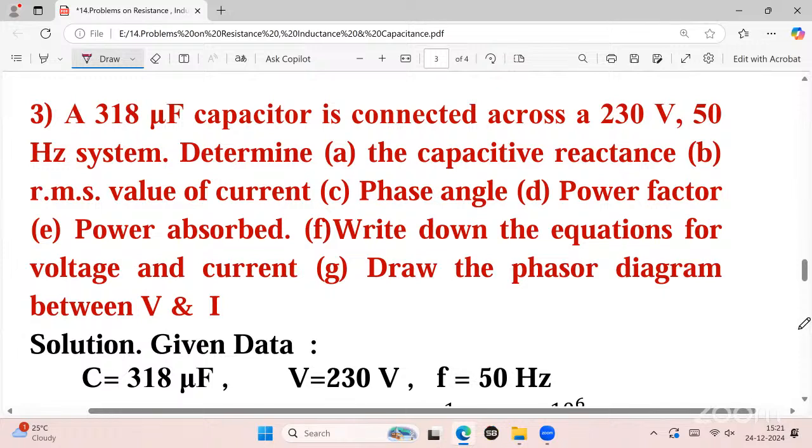Right. What is the C value? Capacitance value, which is measured in farad, units farad. Pico means 10 to the power of minus 12. V is equal to 230.